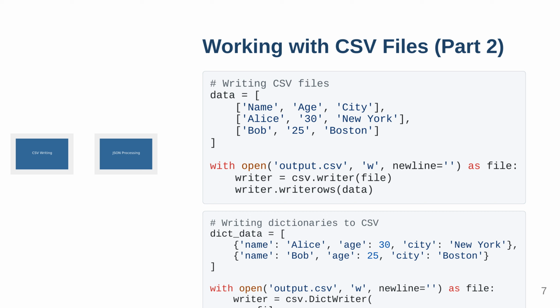JSON is a popular data format for configuration files and API responses. Python's json module makes it easy to work with JSON data. Notice the difference between load, for files, and loads, for strings. JSON data is converted to Python dictionaries and lists, making it easy to work with using our existing knowledge of data structures.